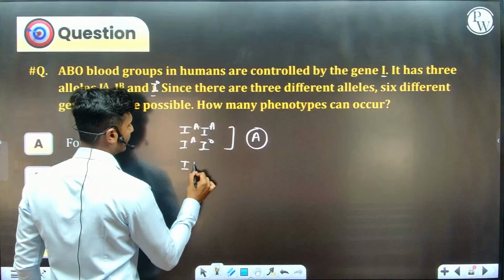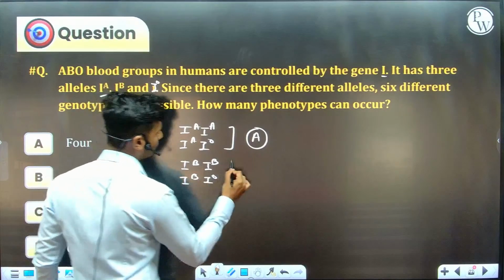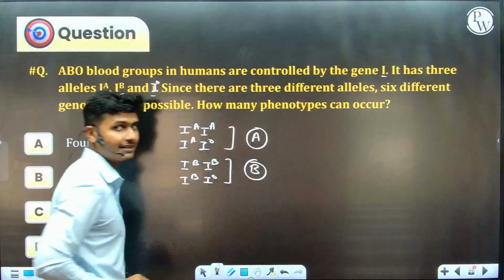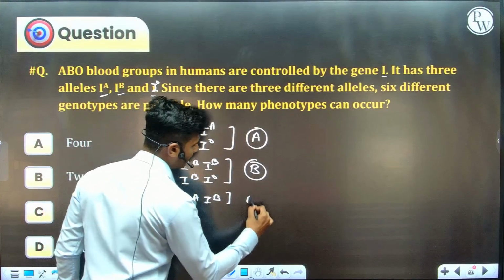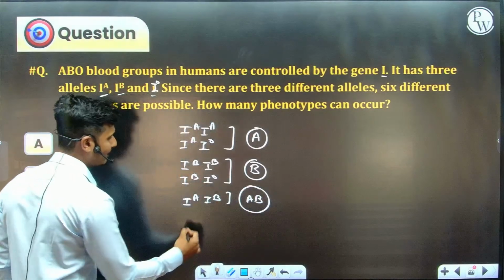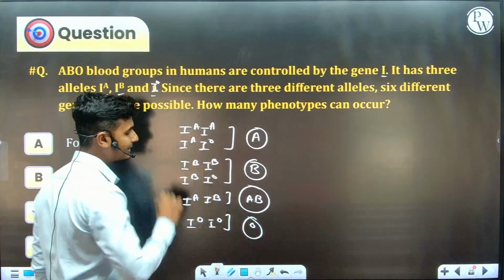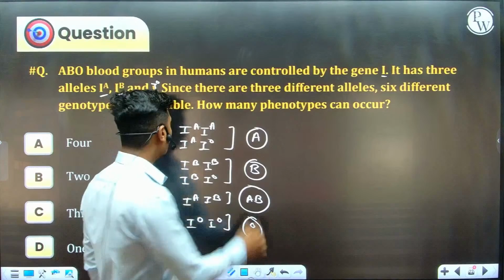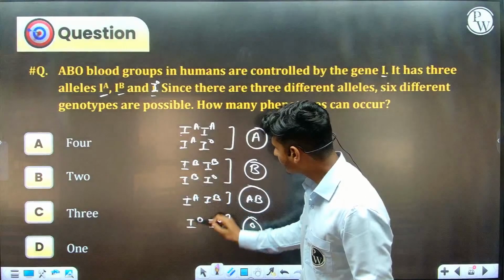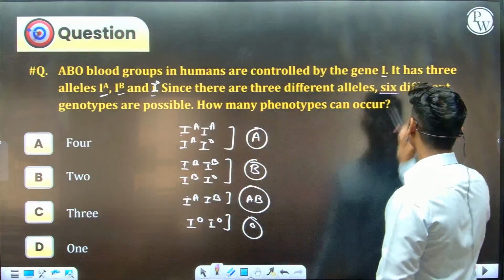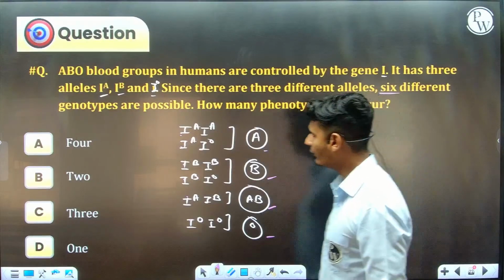Now, third IB IB, fourth IB IO. Both represent blood group B, meaning the phenotype is B. The fifth one is IA IB, representing blood group AB, phenotype AB. The sixth one is IO IO, blood group O, representing phenotype blood group O. So how many genotypes? Let's calculate: 1, 2, 3, 4, 5, 6, six genotypes. Yes, they are saying six different genotypes. How many phenotypes? A, B, AB, O. 1, 2, 3, 4. Four is the correct answer.